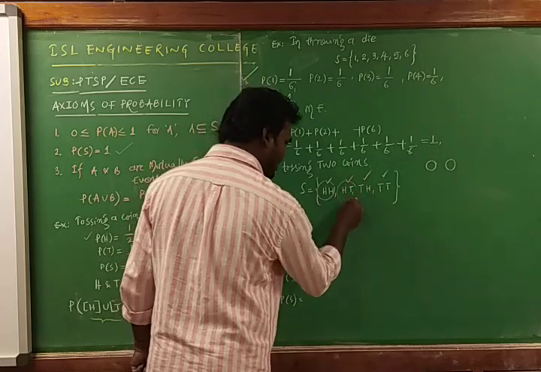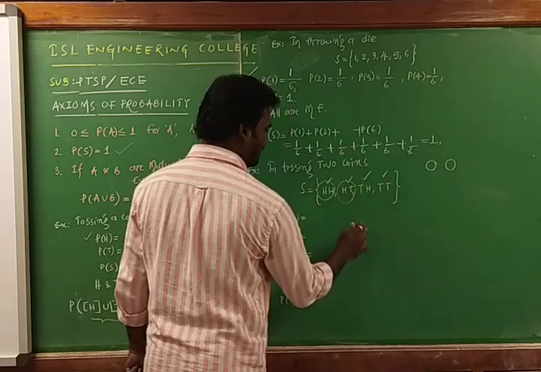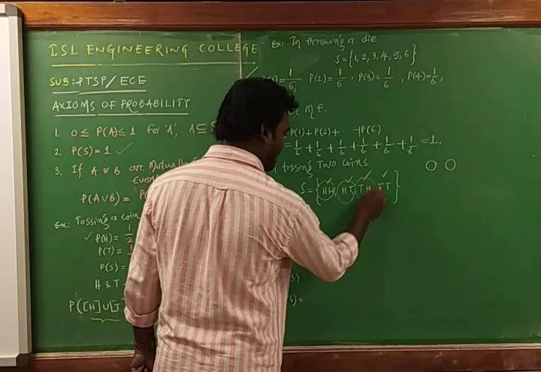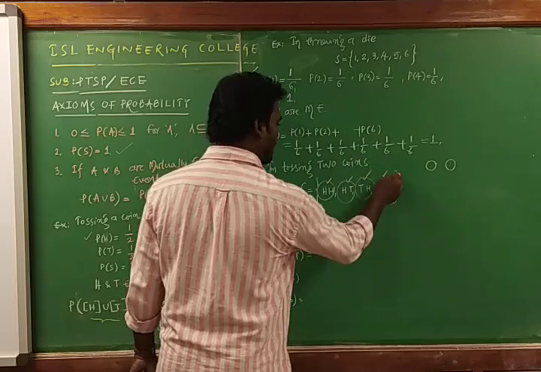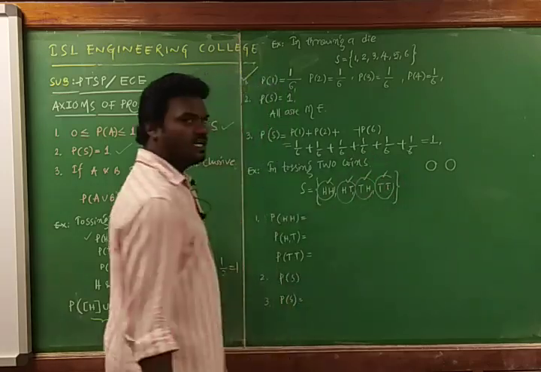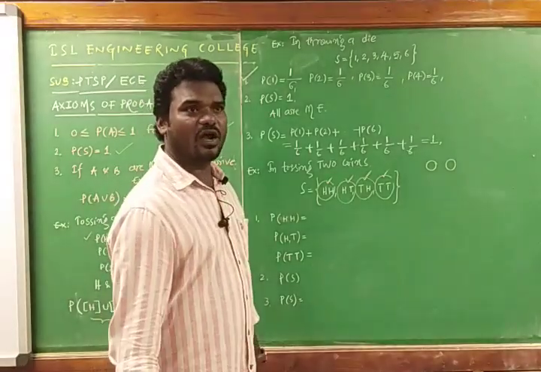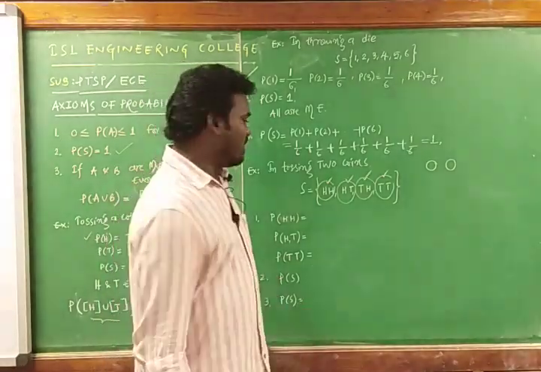The probability of HH, HT, and TT must each be between 0 and 1. So we have to verify this.